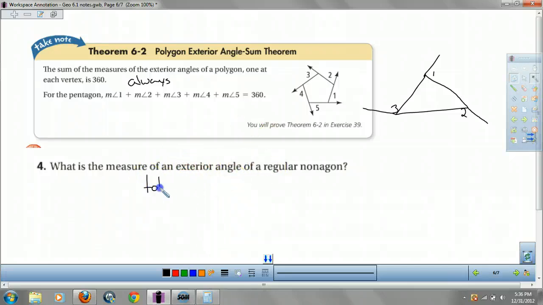So what's the measure of one exterior angle of a regular nonagon? Well, the total is going to be 360. To find one, I just divide it by 9 because there are 9 sides, and bada boom, bada bing, it's 40 degrees.